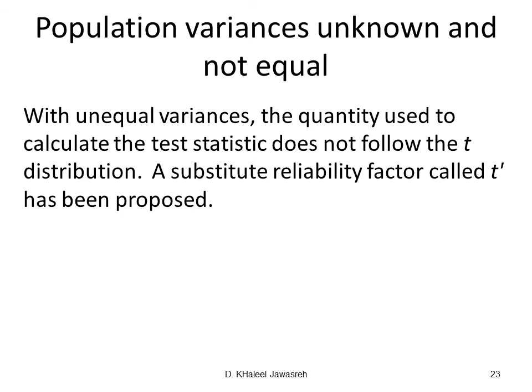Now the third case, where the population variances are unknown and not equal. As we previously mentioned, we also need to use t-values, but with unequal variances, the quantity used to calculate the test statistic does not follow the t-distribution. A substitute reliability factor called t prime has been proposed in this case. T prime, okay.